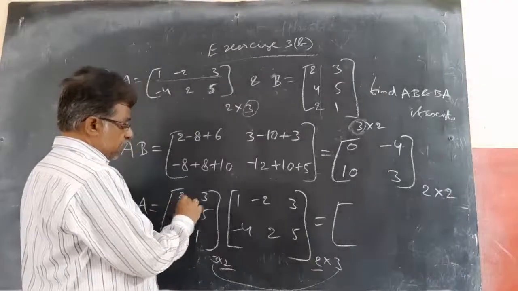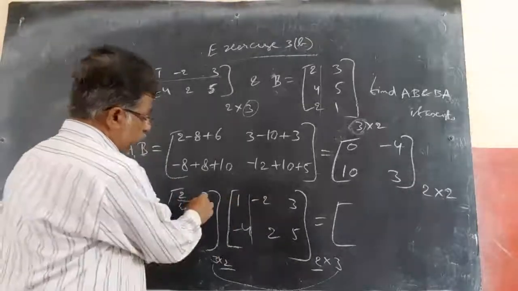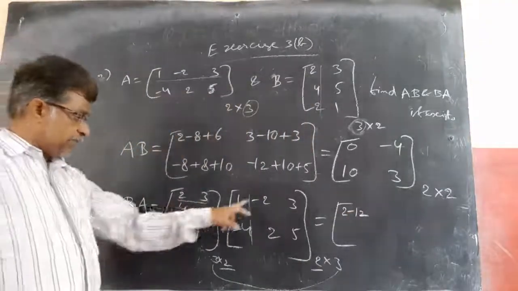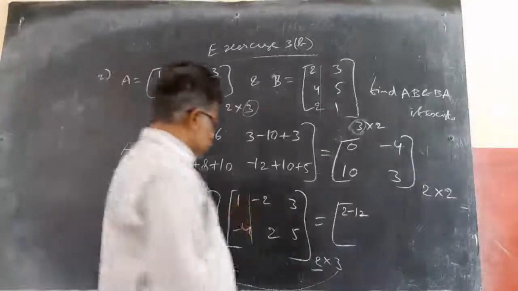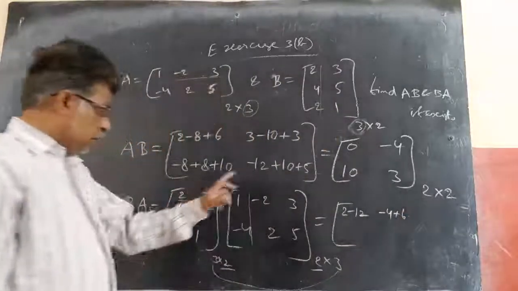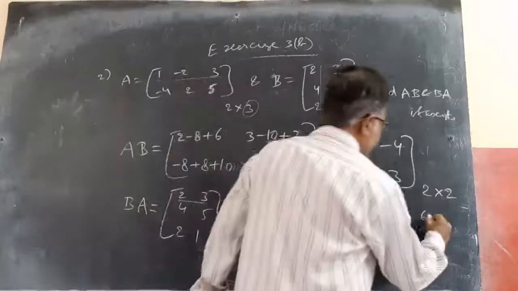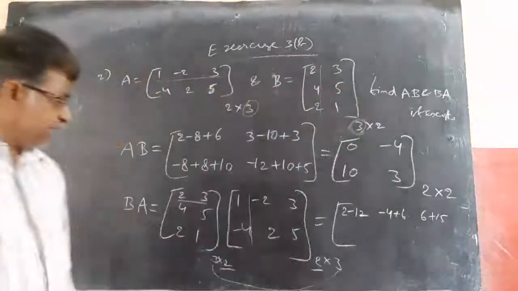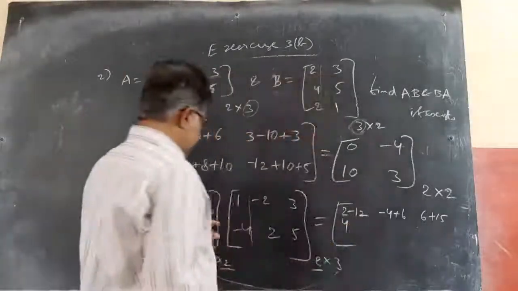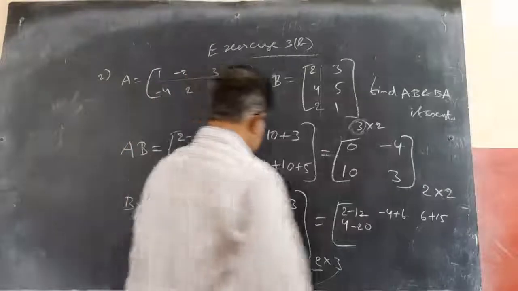That is first row, first column. This first row with first column: 2 into 1, 2, plus 3 into minus 4, minus 12, so 2 minus 12. Coming to the first row, second column element: 2 into minus 2, minus 4, plus 3 into 2, 6. Like 2 into 3, 6, plus 3 into 5, 15. Next, coming to second row, first column: 4 into 1, 4, minus 20. 4 minus 20. And coming to the next, minus 8.